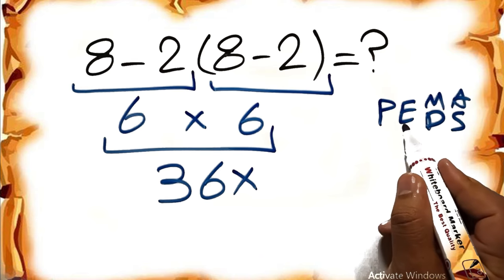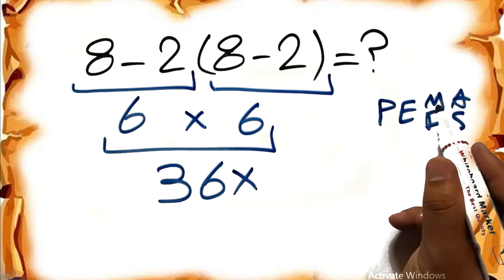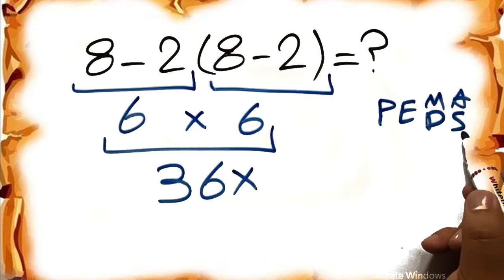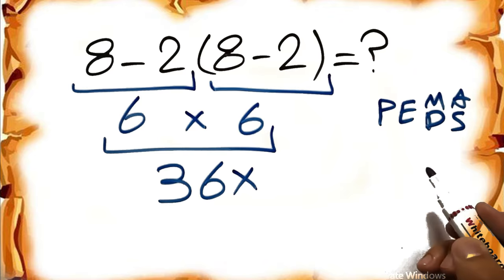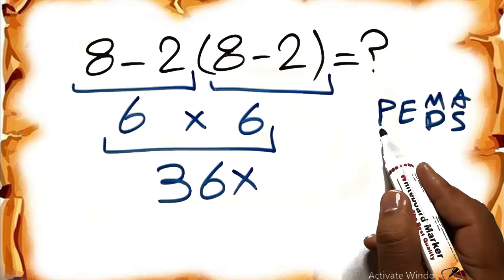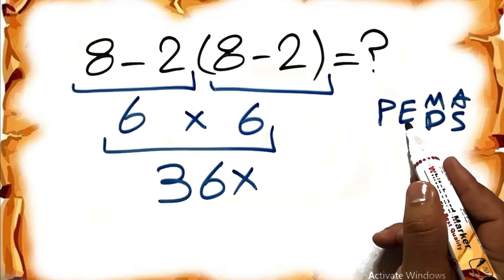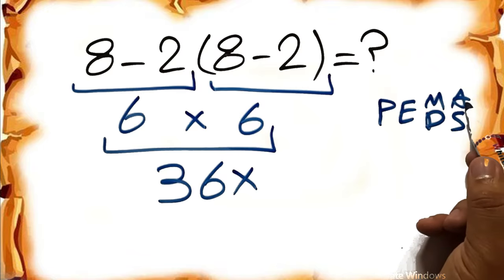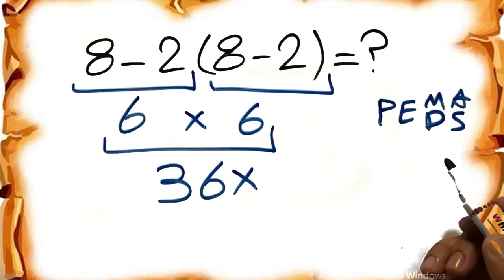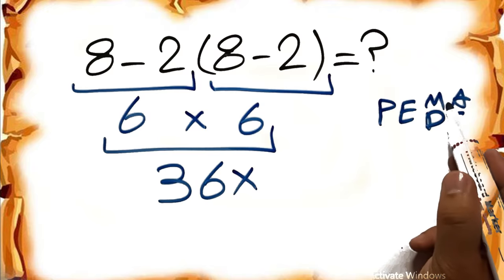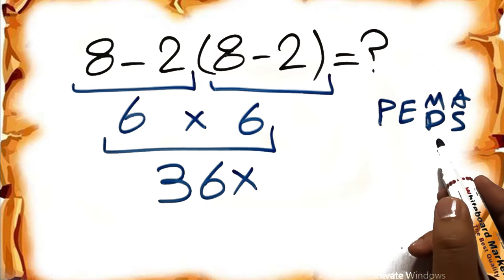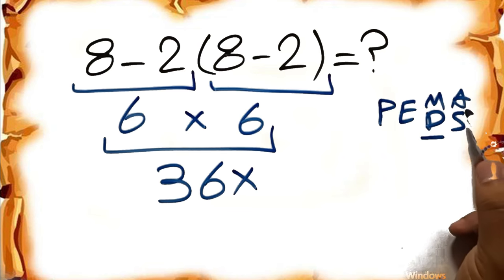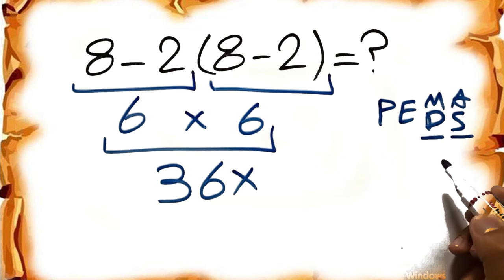P stands for parentheses, E stands for exponents, M and D stand for multiplication and division, and A and S stand for addition and subtraction. First, we have to do parentheses, then exponents, then multiplication or division, and finally addition or subtraction. Remember that multiplication and division have equal priority and we have to work from left to right, and the same applies to addition and subtraction.